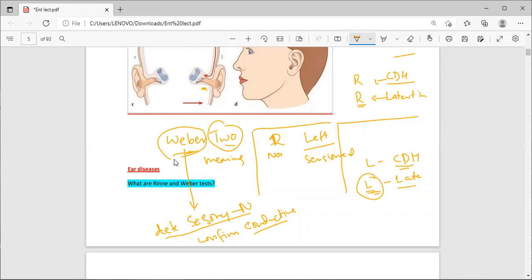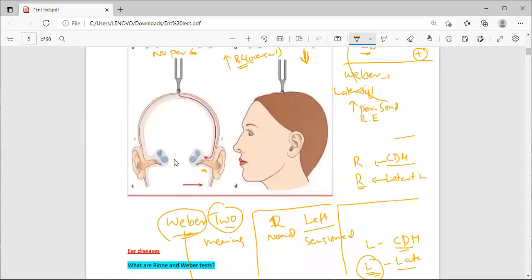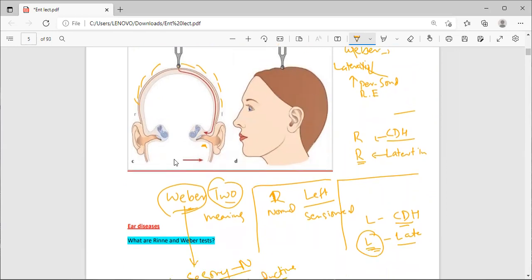Now this is easy. Suppose your left ear is having sensorineural deafness and your right ear is normal. So what will happen? You will strike the tuning fork on the vertex of the person, equidistant from both ears. So the vibratory sensation will go to both ears. But what will happen? One ear must be having sensorineural deafness.